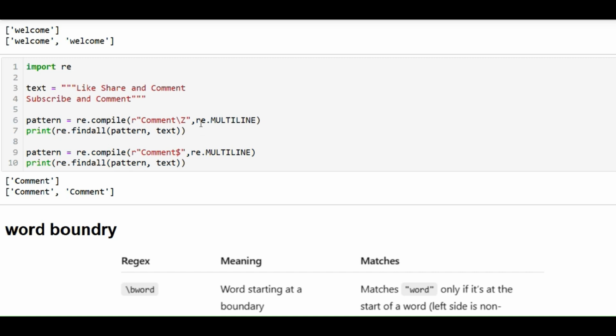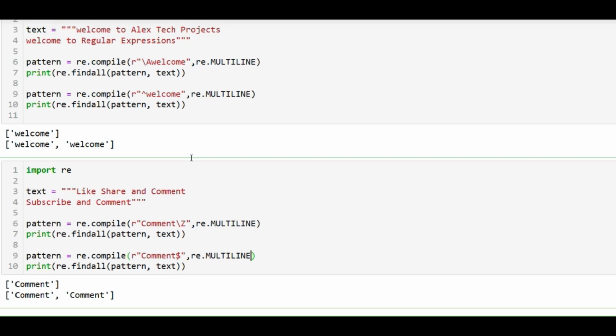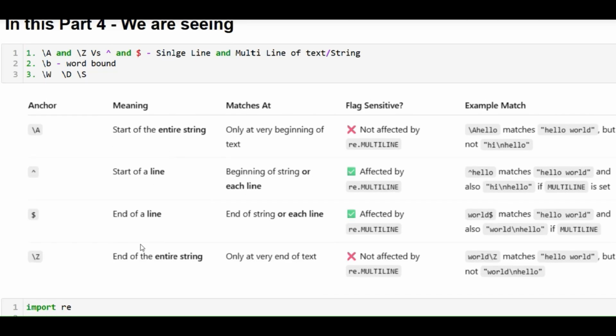What is the most important takeaway? You have to enable re.MULTILINE. If you didn't enable this one, both will behave similarly and we get the same output. So that is the takeaway. And if it has a single line, we get the same output. And if you didn't enable re.MULTILINE, we get the same output, so there is no difference. When you enable re.MULTILINE, then only we see the difference.